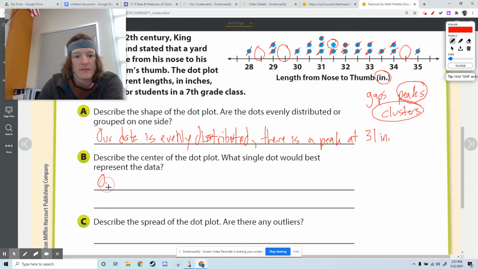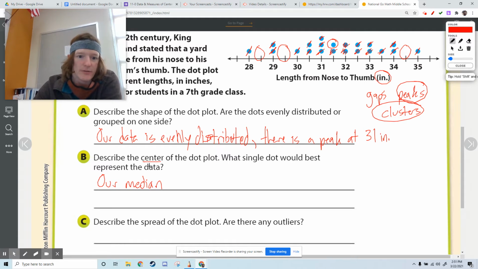Our median, because that's one of our centers. Remember, we had mean, median, and mode. If we use mode, it'd be 31. It's actually not that bad. But mean and median are going to be better than mode all the time because there might not even be a mode.